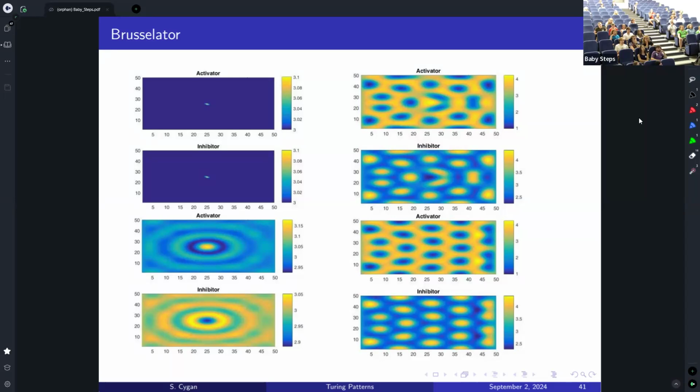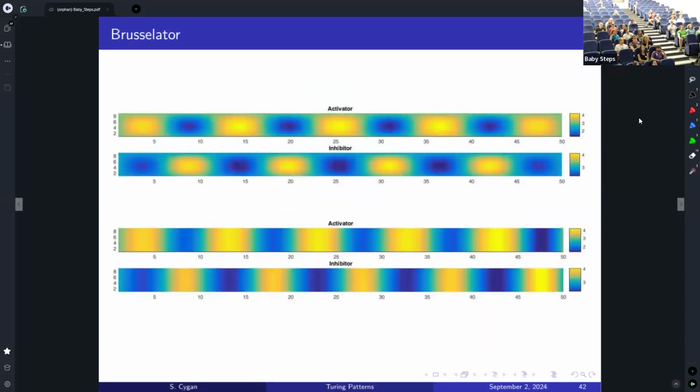But if we do exactly the same simulation on a different domain, which is now long but very, very narrow, we obtain stripes instead of spots. So exactly the same mechanism, exactly the same activation, exactly the same equation. The only thing that changed was the shape of the domain, and therefore we obtain completely different patterns.